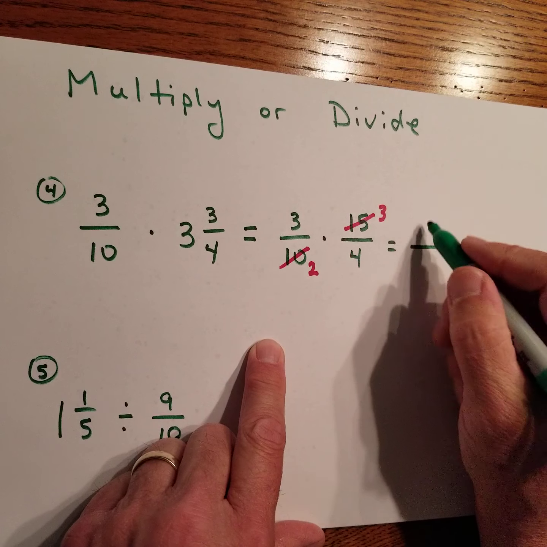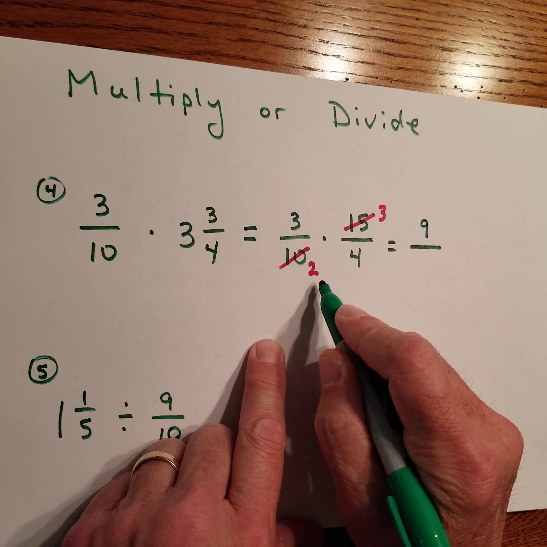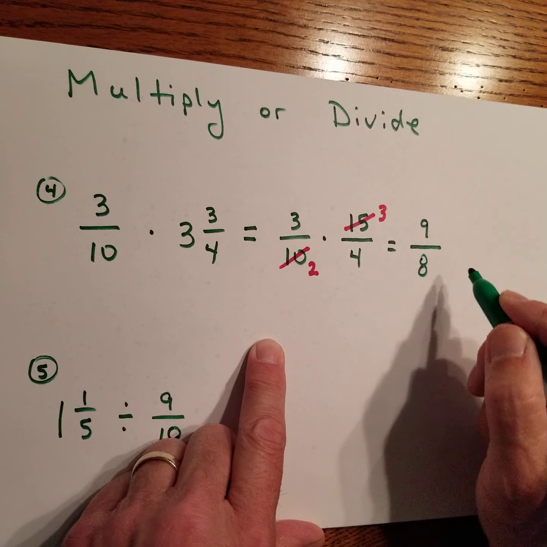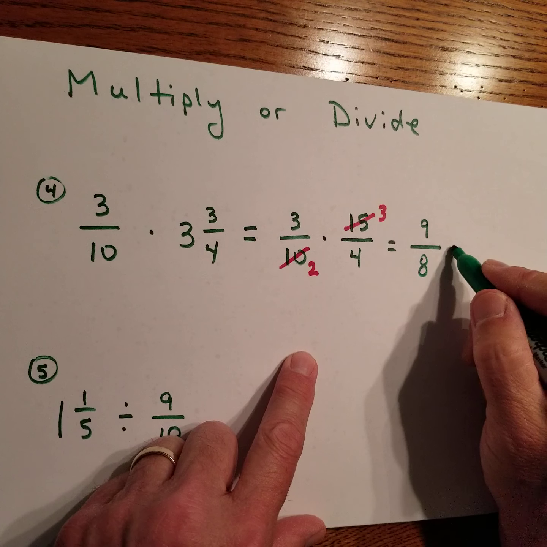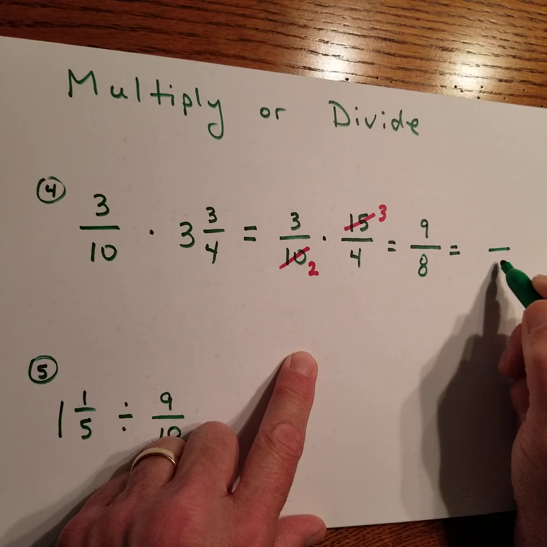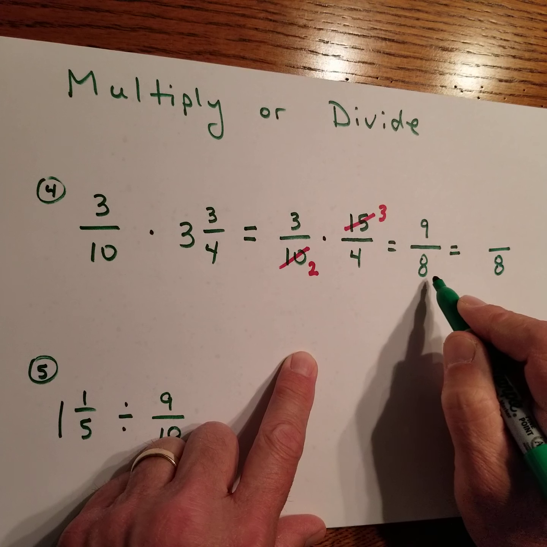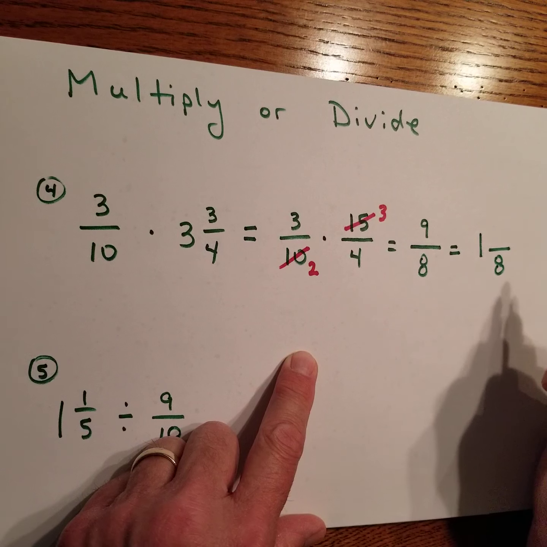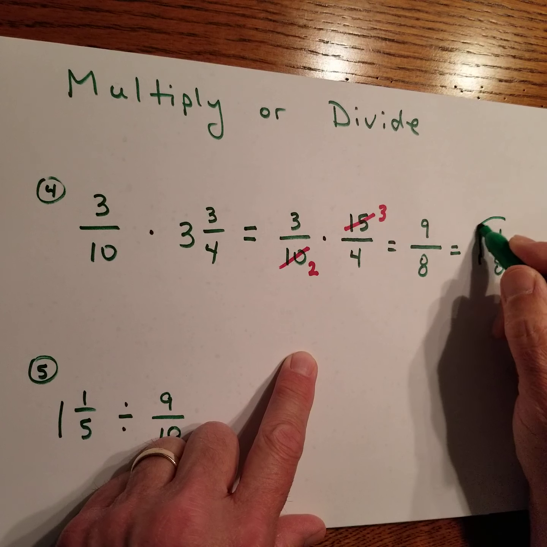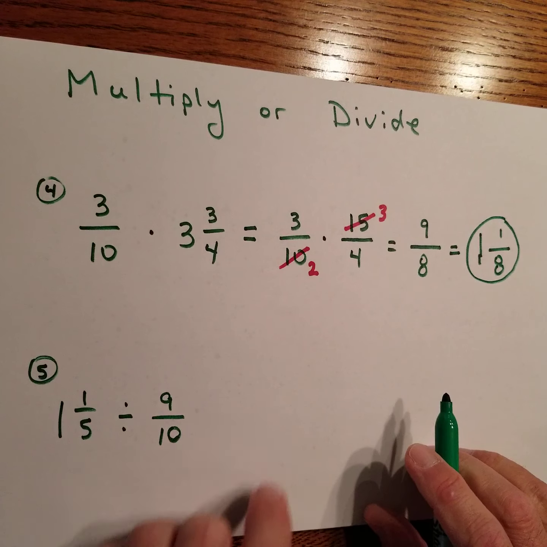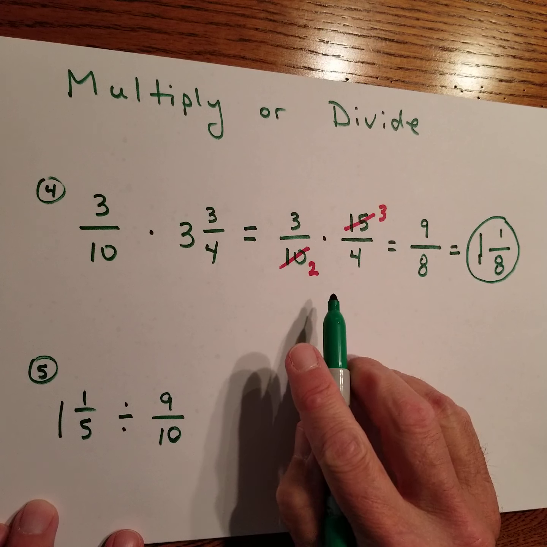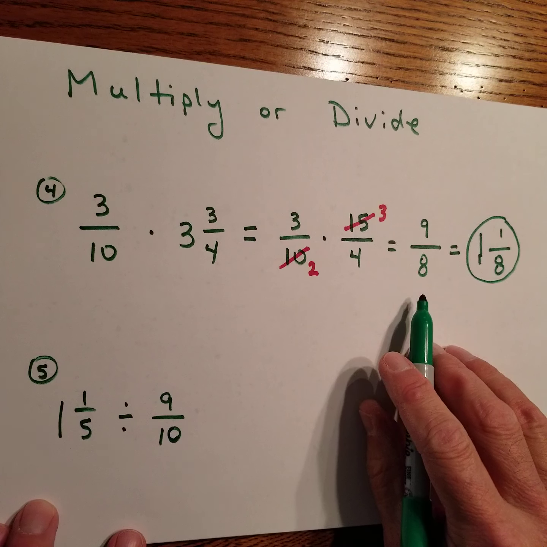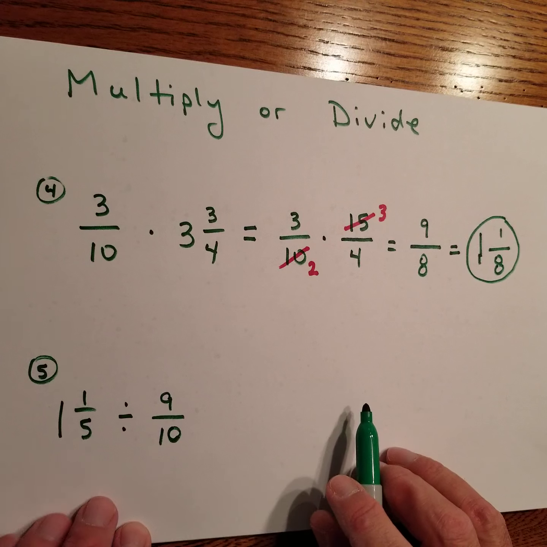Now multiply the tops, multiply the bottoms, and if your answer is an improper fraction, let's change it back into a mixed number. How many times does 8 go into 9? Once, with 1 left over. There's the way to show your work. Change into improper fractions, do the computation, change it back into a mixed number.